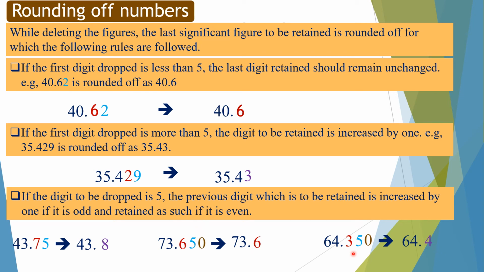In 73.650 the dropping digit is 5 and the retained digit is 6. Because 6 is an even number, it is unchanged, and 73.650 is rounded off as 73.6.